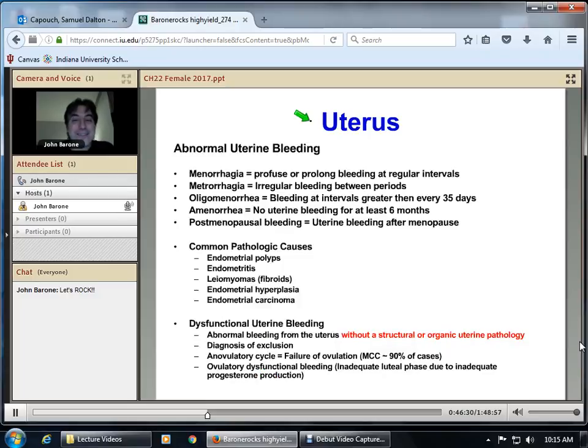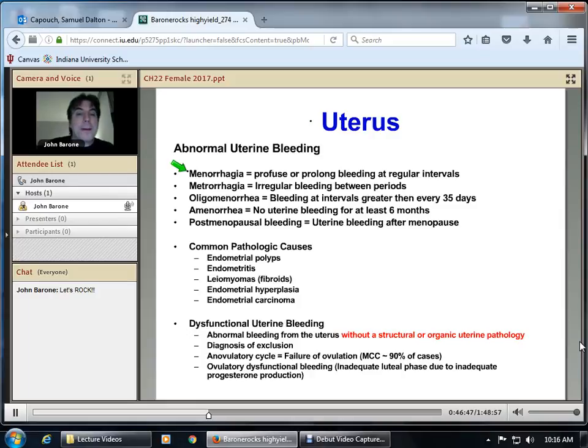All right, now let's move into the uterus. Some important terminology here. A very frequent complaint is a woman comes in with abnormal blood coming out of the vagina, probably coming through the uterus. So this is called abnormal uterine bleeding.